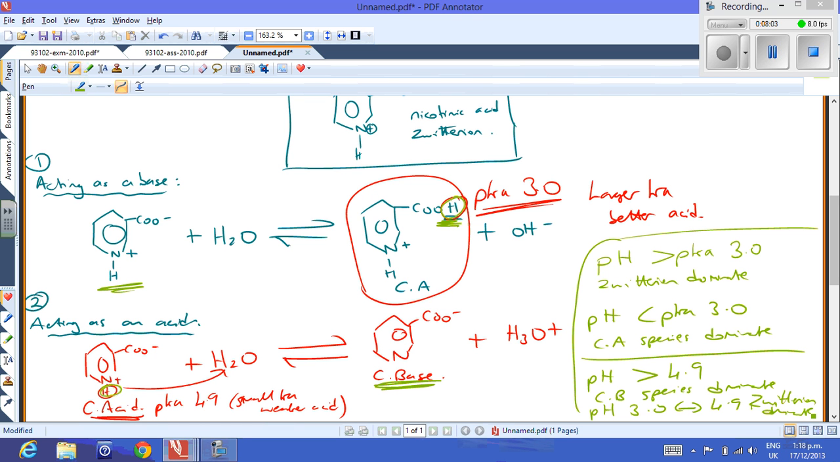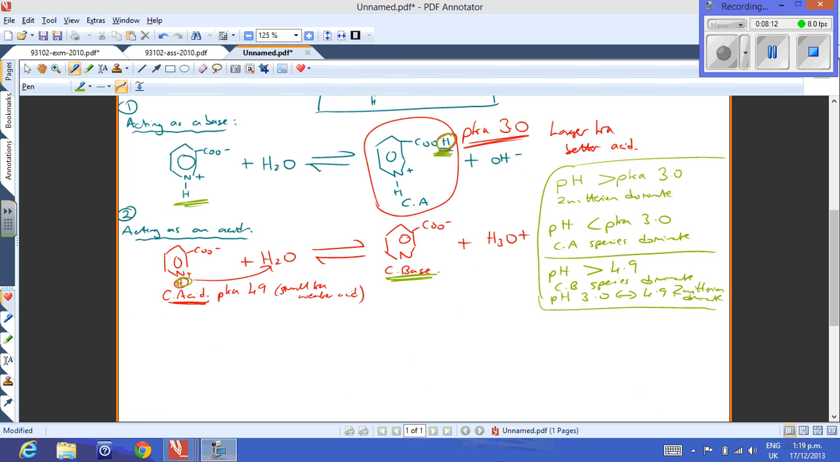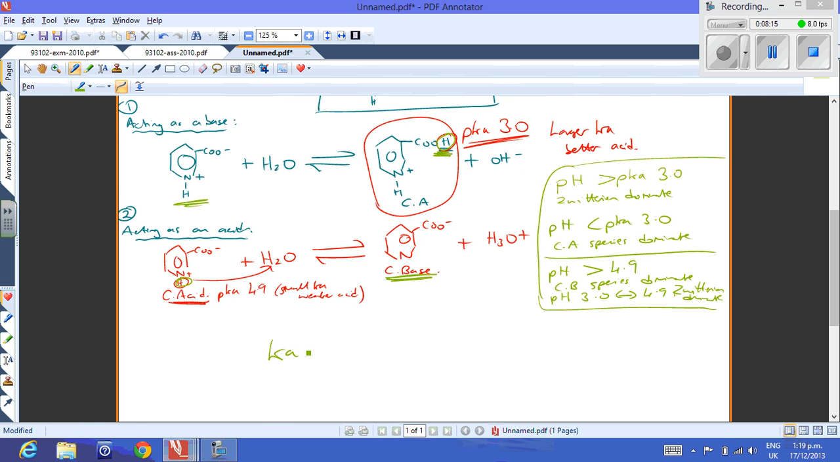So the other thing to talk about here is the use of the Ka expression to explain which of these species will dominate in solution. So a general term we can write for the Ka expression is that the Ka is going to be equal to the concentration of H3O plus times the concentration of the conjugate base over the concentration of the acidic species. So the acidic species in the first equation is your conjugate acid right there, and if your acidic species is greater than the Ka is greater than 1.